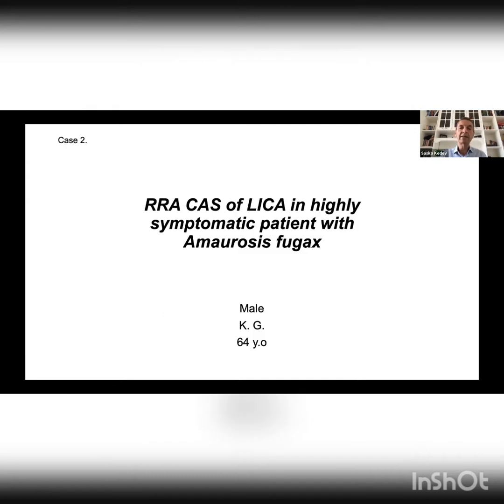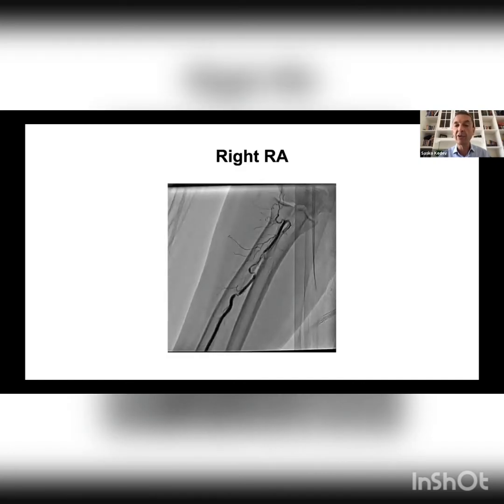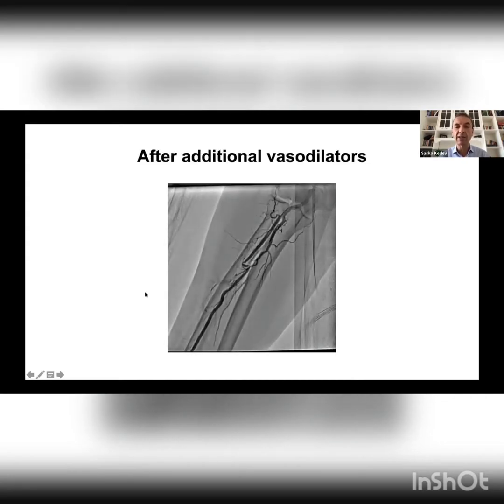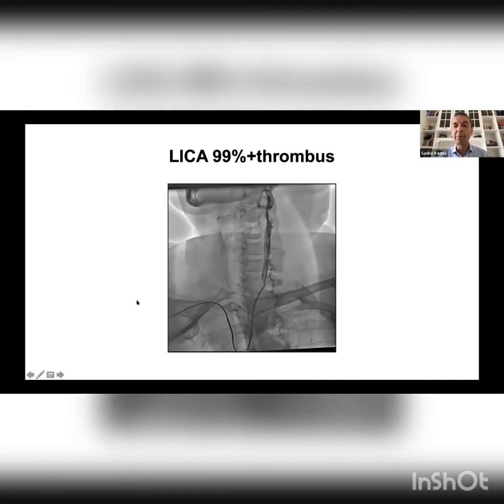The next patient was again very symptomatic, presenting with amaurosis, and we approached from the right radial access. Now you can see the importance of pre-procedural angiography. You can appreciate the tortuosity and the spasm in this artery. If we were not aware of this, we could not use this access in this particular case. So we injected some additional vasodilators, and the artery improved much. That's how we prevented complications.